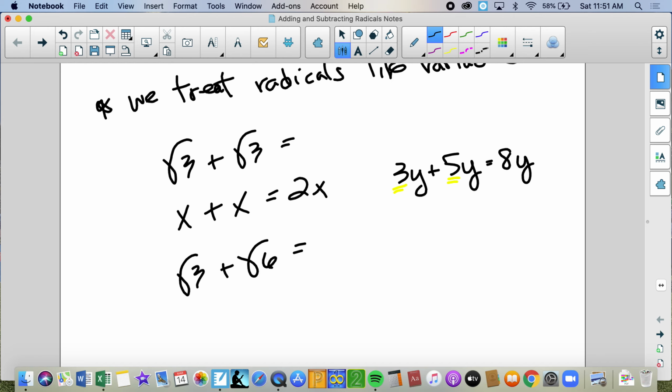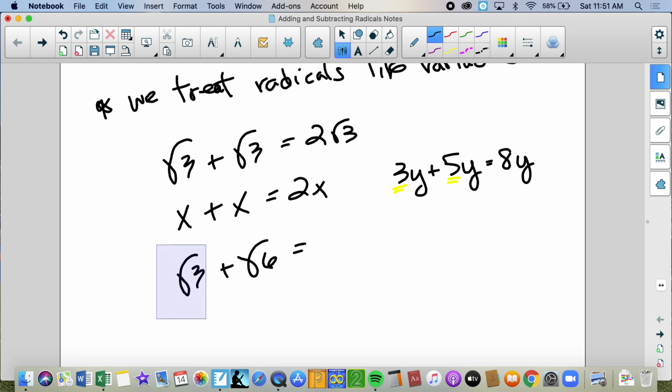The common mistake here is that students think that the radicals come out of the house. That is not the case. When we're adding, we're just combining their coefficients. So when we have rad 3 plus rad 3, the coefficients are 1. So this makes 2 rad 3.